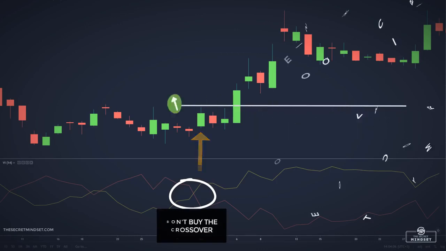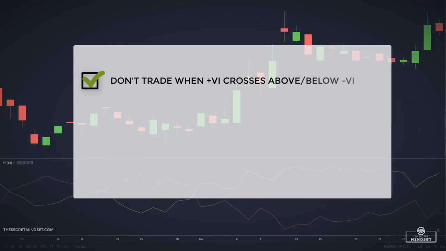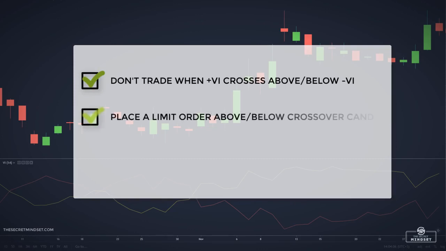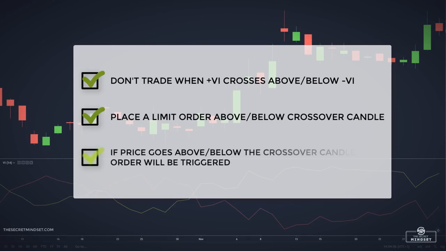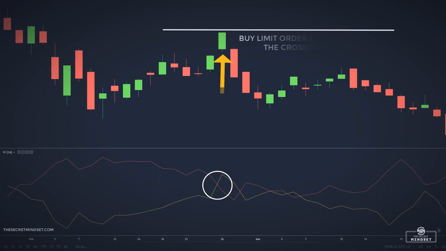To make it very clear, instead of, for example, opening a long position when the positive vortex line crosses above the negative vortex line, you'll place a conditional order 1 point above the high of the candle where the crossover happened. Only if the price goes above that candle's high, the order will be triggered. As you can see in this example, there was a bullish crossover, but the price never went above the high of the trigger candle, so the trade was not opened.